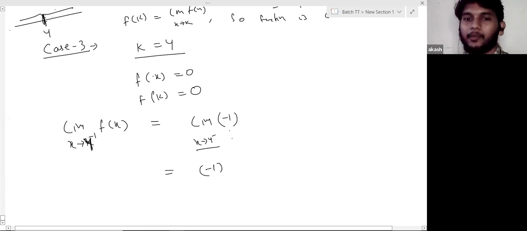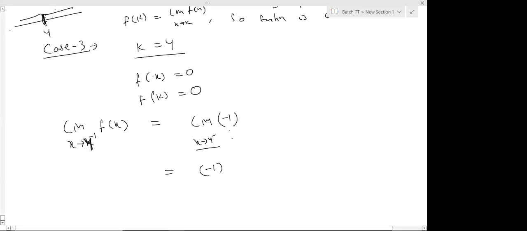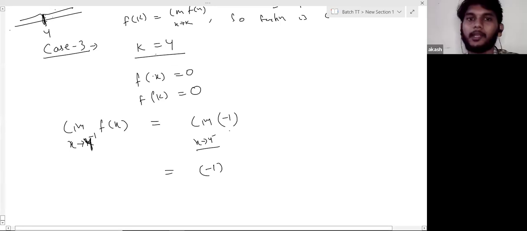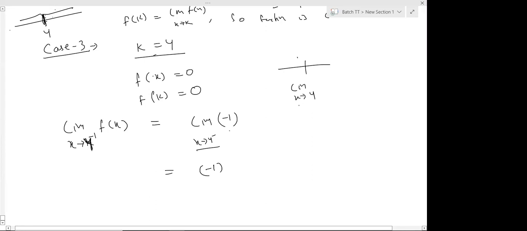Is it clear to everyone or not? Yes or no? Sahel, Aman, Kinza, Ryan? Sir, can you explain why we are checking the LHL and RHL in this one? Because when x equals 4 and we are finding the limiting value, Sahel, what does limit say? Why didn't we do it for the last two cases?